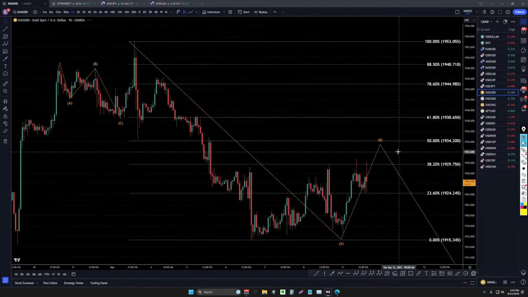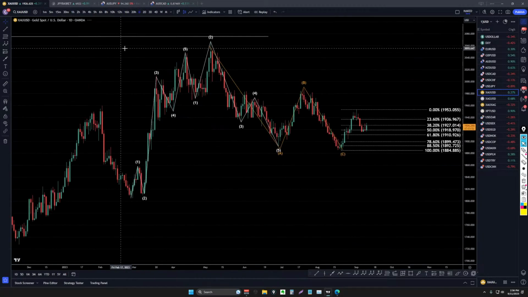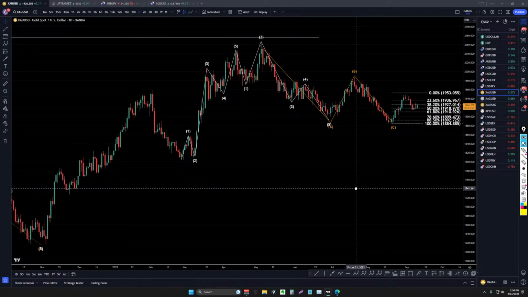So let's go down to gold. What's gold up to today? I think it's not quite done with its move. Let's head up to the daily.